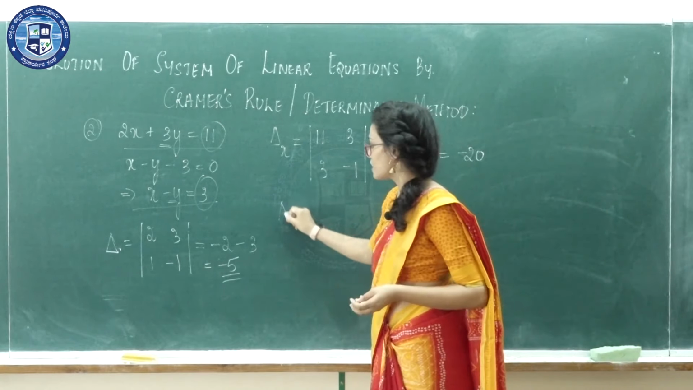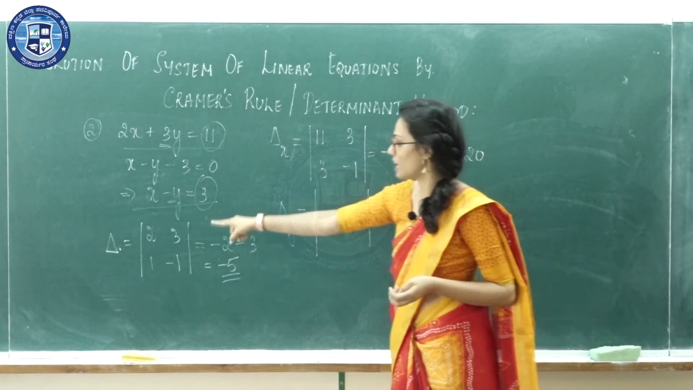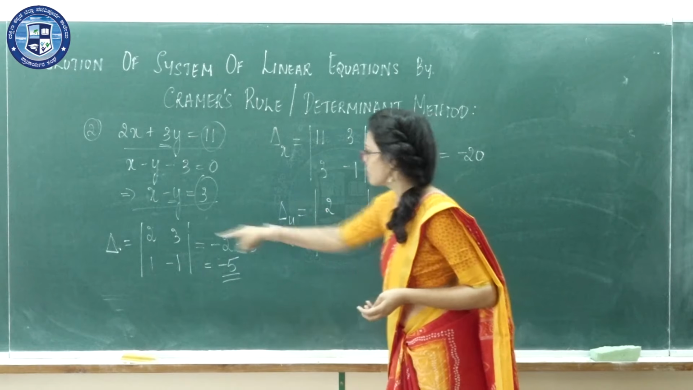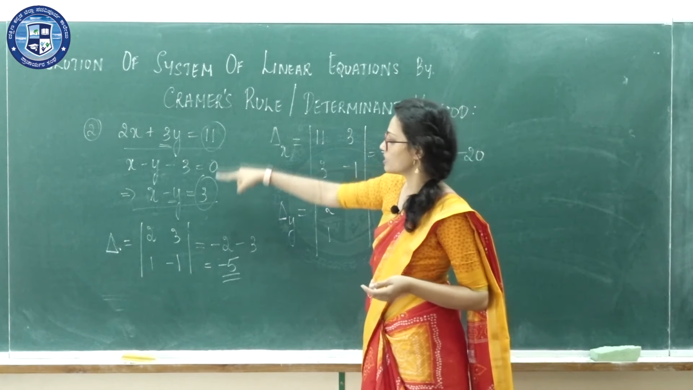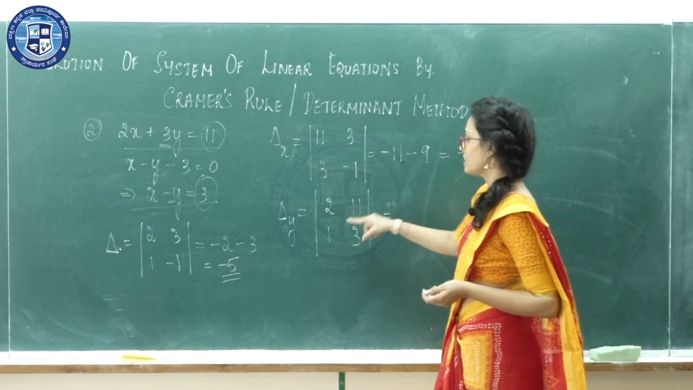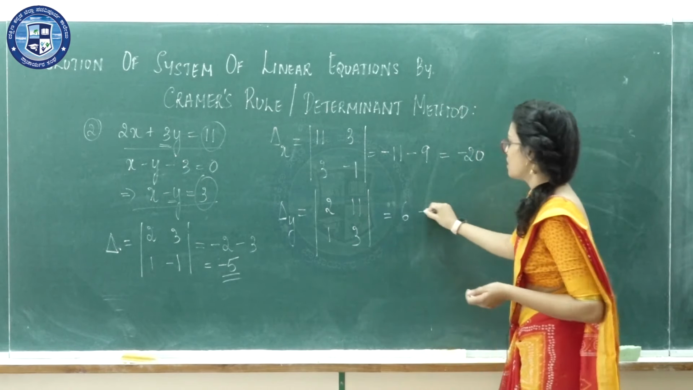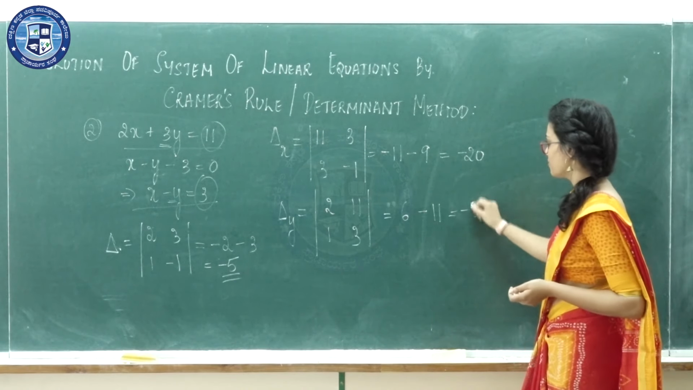So, next let us calculate delta y. For this I will keep the first column as it is, the same column as it is in delta, and second column I will replace with the constants. So, 11 and 3. So, we get 3 into 2, 6 minus 11. So, this is minus 5.